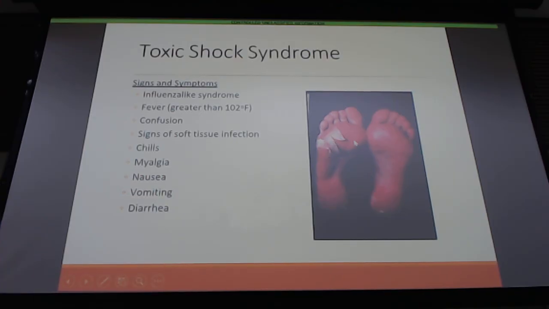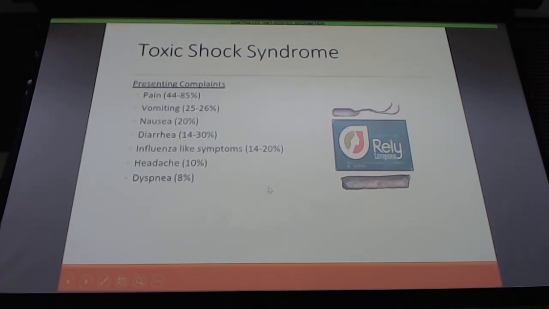So if you look at these feet, desquamation is something that happens with the rash, both the palms and soles of feet. So here you look at the presenting complaints: pain, vomiting, nausea, diarrhea, influenza-like symptoms, headache, dyspnea. So pain and vomiting are the two largest ones that you may see when they present with toxic shock syndrome. HPI is extremely important for this, especially if you're thinking that it is a tampon-related issue.